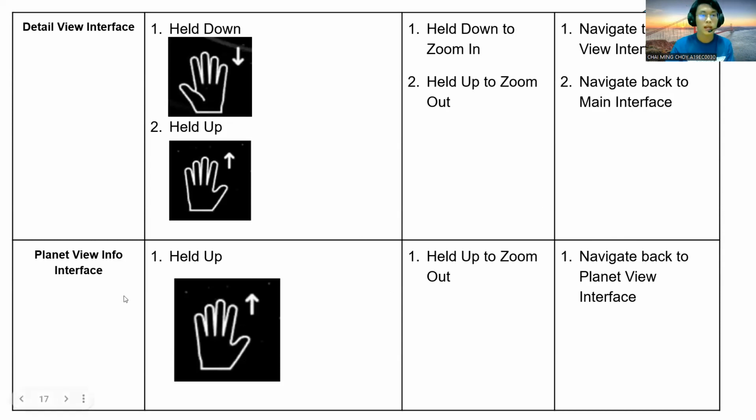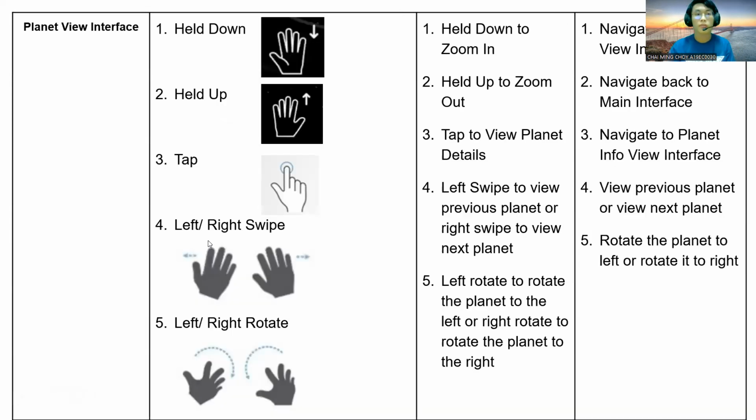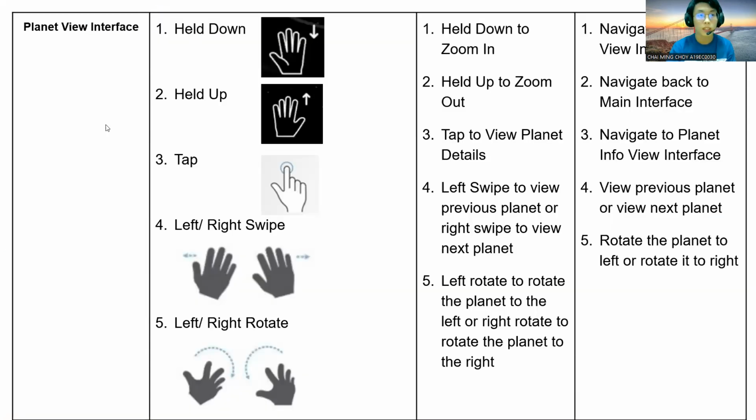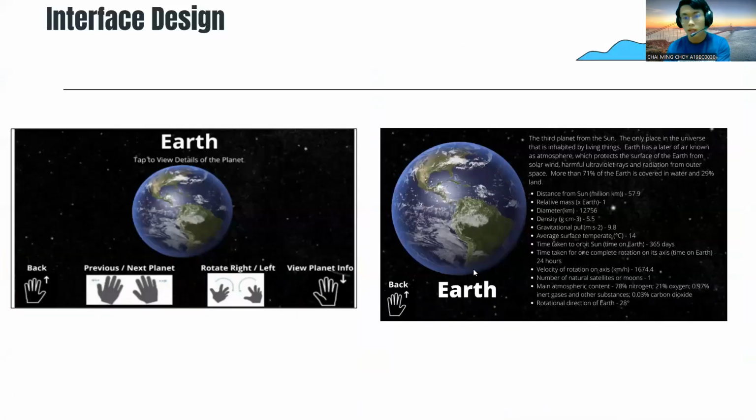The planet view interface. And next, the planet view info interface also has the hand up gesture to zoom out to navigate back to the planet view interface. For the planet view interface, there are 5 types of main hand gestures, which are hand up, down, tap, left and right swipe, and left and right rotate, in order to navigate to the different interfaces and also to view and rotate the planet. So these are the interface designs of the project, which are the interfaces mentioned just now. All right. And next, these are also some of the interface designs.